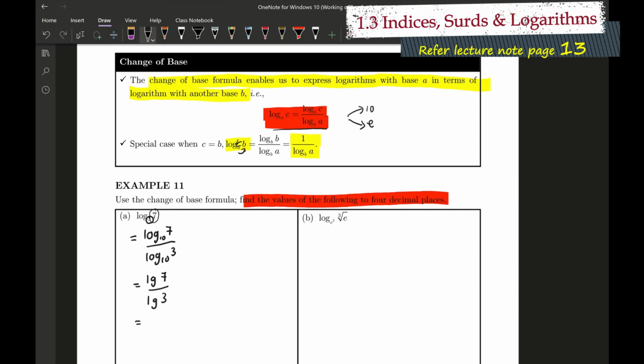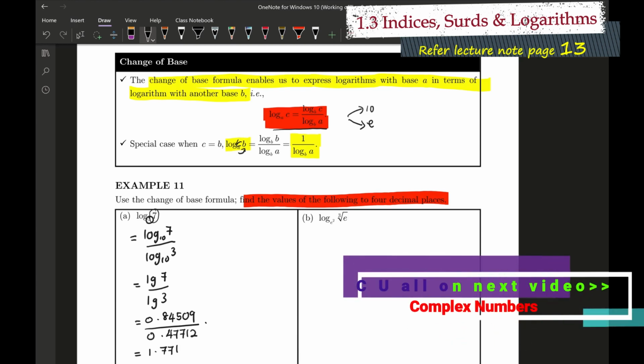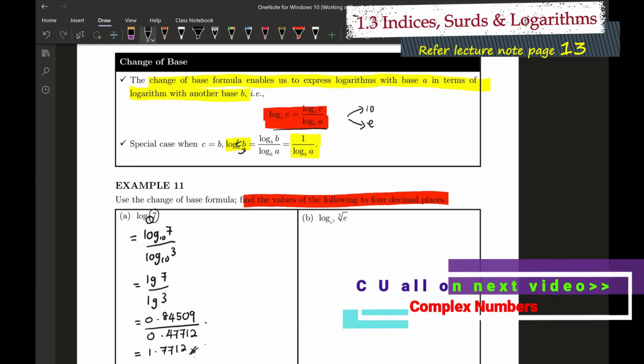By using a calculator you will get this value, 0.84509 over 0.47712, and it will give you a value of 1.7712. Okay, that's the final answer.